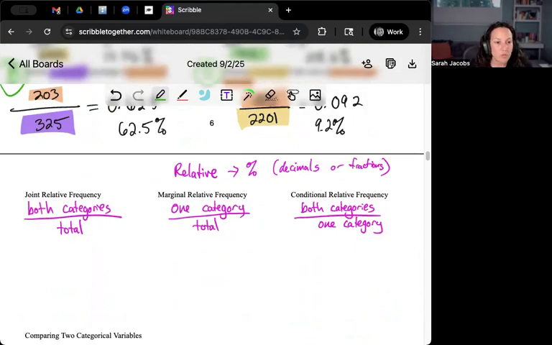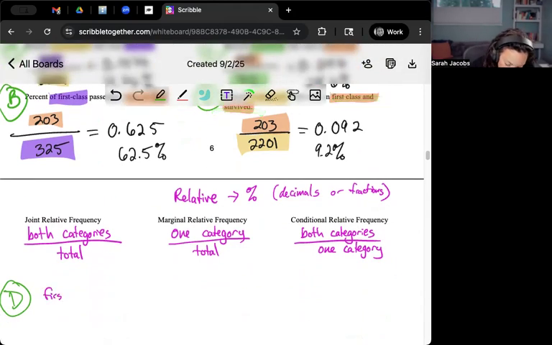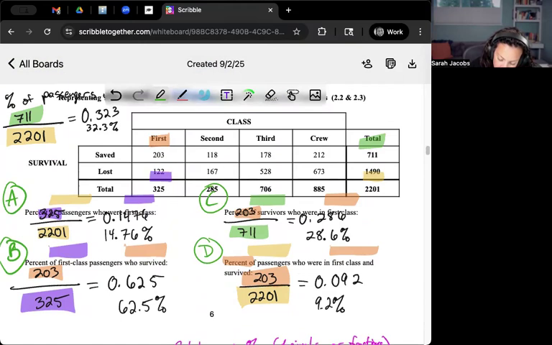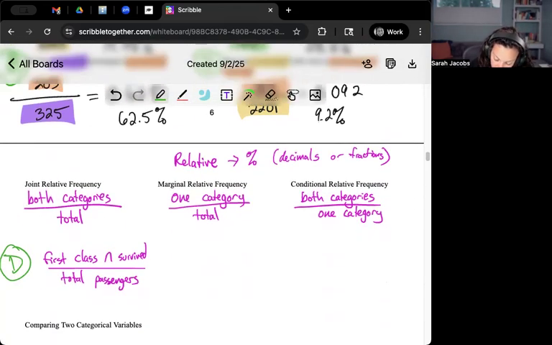Okay, so joint relative frequency. If you said D, you are correct. Because in D, we have the first class and survived, out of the total passengers, or the total. I like to think of this number as the total because it's the total overall. Okay, good.